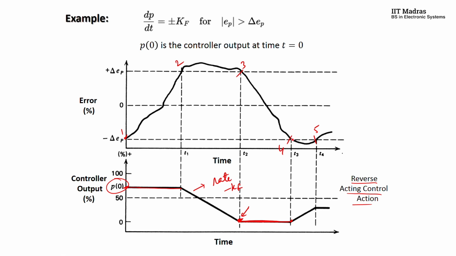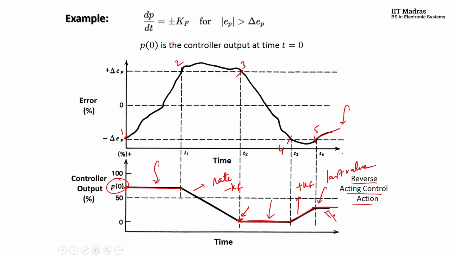Now between 4 and 5, what you see is the error is exceeding minus delta EP. So since it's a reverse acting controller, you again need to increase at a rate of plus Kf. And then after that, you are getting the system back to normal, within the plus or minus delta EP band. Therefore, you should hold on to the last value. This is the last value. So you see that there are several places wherein the control is floating. Here it is floating and also here, right?